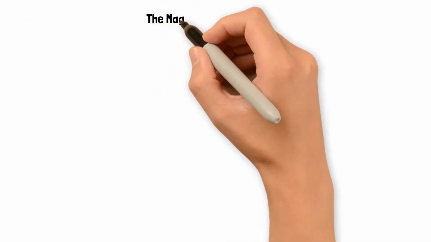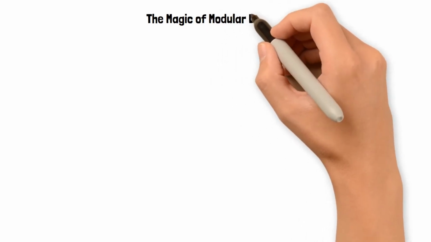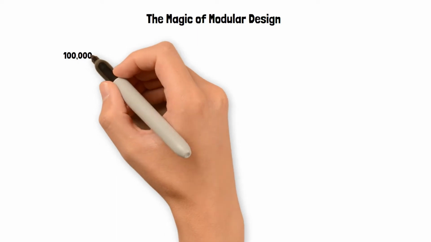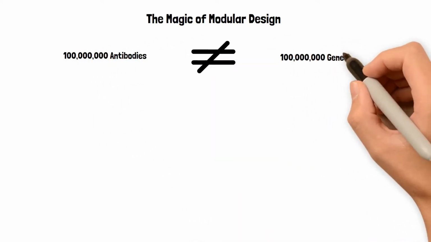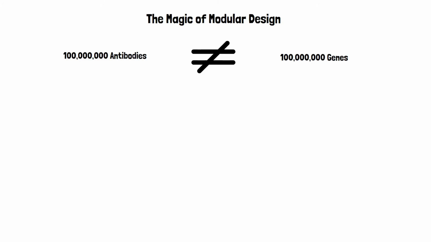How can we generate antibodies for around 100 million pathogens without having 100 million genes? To do this with different gene sequences would make the human genome too large. The method our bodies use to generate new antibodies is through modular design. You make a new antibody by selecting from varying bits and pieces.